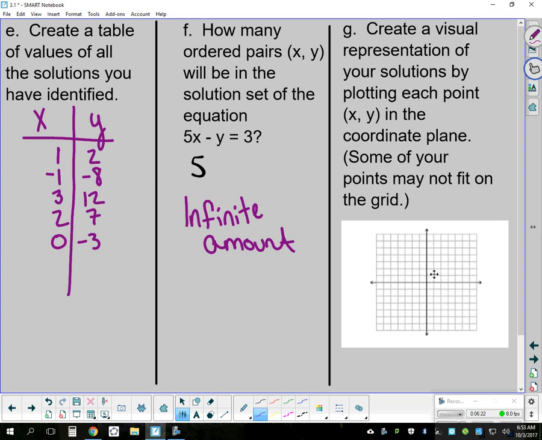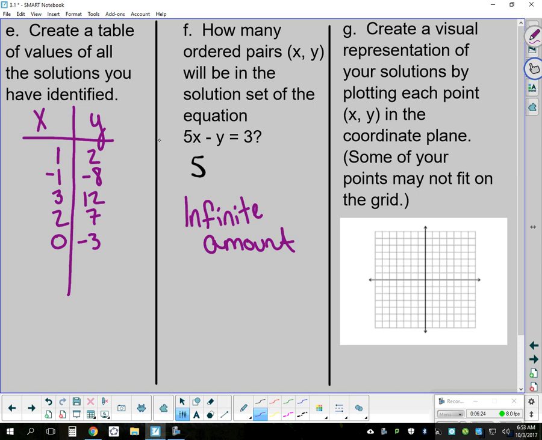Some of your points may not fit on the grid. Okay, let's check and see. So our first ordered pair would be, remember that this is really just 1, 2 as an ordered pair. So over 1 on our x-axis, and then up 2 on our y, we get this point, 1, 2. Then we would have -1, -8, -1, 1, 2, 3, 4, 5, 6, 7, 8. So we're off. That one doesn't fit on our grid. I don't know if the one on the paper is the exact same size, so check yours.